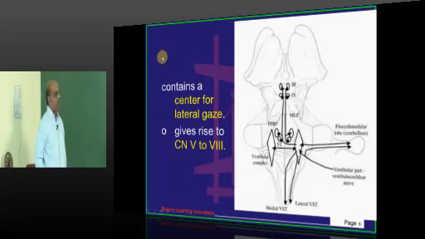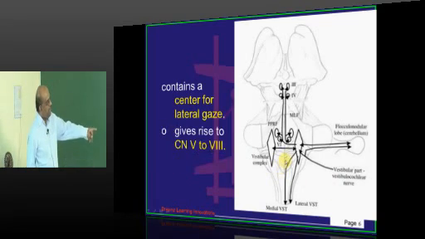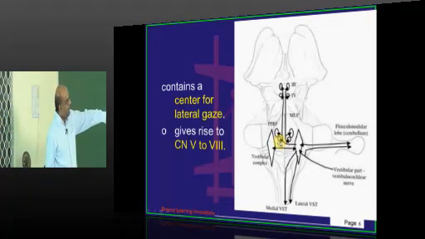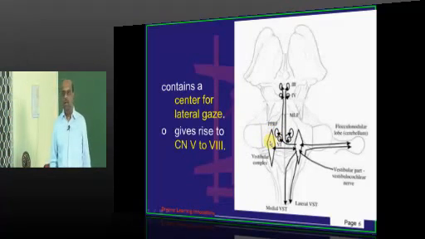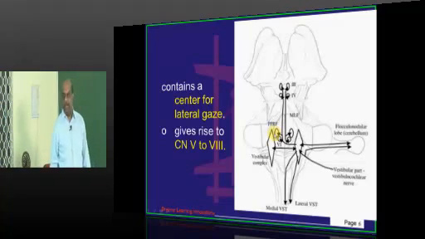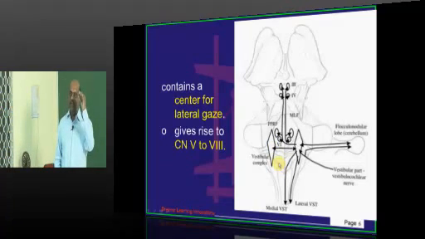Then there's a very important center of lateral gaze. You have the sixth cranial nerve nucleus, no? So the sixth cranial nerve nucleus is there, the abducens nucleus. Around that you have the reticular formation in the pons, which is called the paramedian pontine reticular formation. This is the place where the center for lateral gaze is located. And the pons also mainly gives rise to the 5th, 6th, 7th, and 8th cranial nerves.